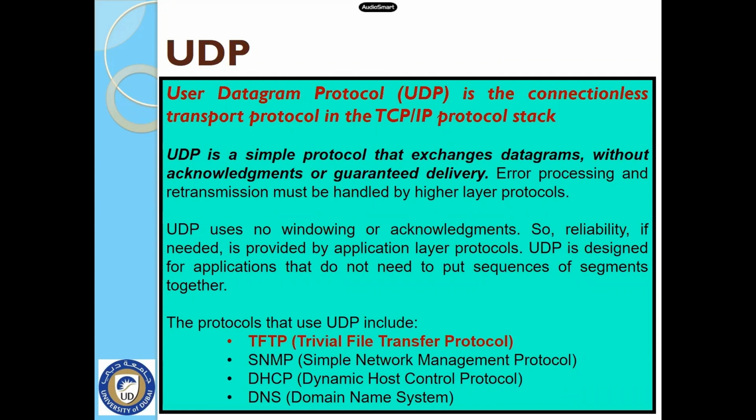So UDP has no windowing or acknowledgements. So reliability, if needed, is provided by another application layer protocol. It is designed for applications that do not need to put sequences of segments together. The protocols that use UDP are Trivial File Transfer Protocol, Simple Network Management Protocol, Dynamic Host Configuration Protocol, and Domain Name System. And again, some of those we will go over later in the course, inshallah.